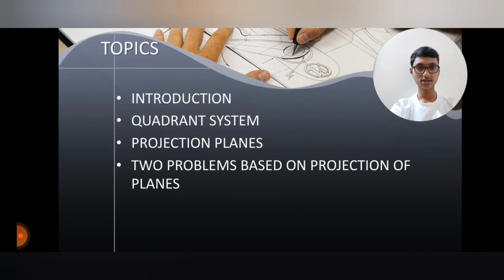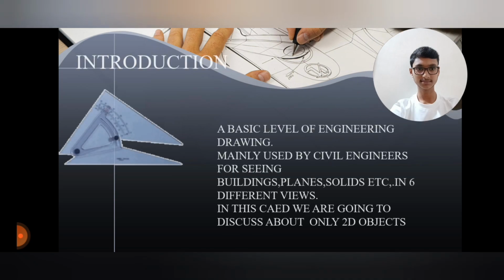I am going to discuss the introduction to CAD, the quadrant system, projection of planes, and two problems based on projection of planes. Let us see the introduction to CAD. CAD is nothing but a basic level of engineering drawing, mainly used by civil engineers for seeing buildings, planes, solids, etc. in 6 different views. In CAD, we are going to discuss only 2D objects.